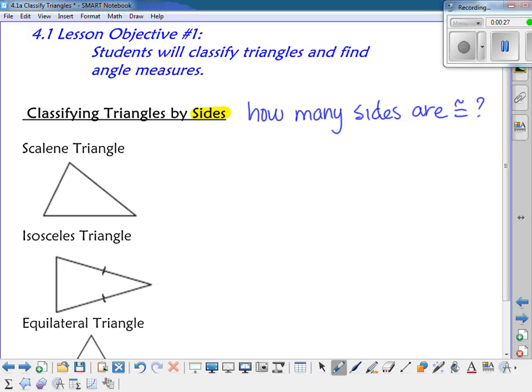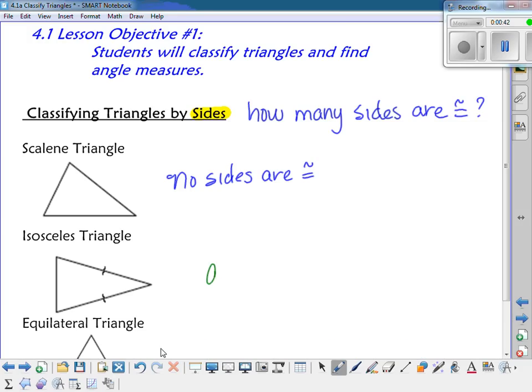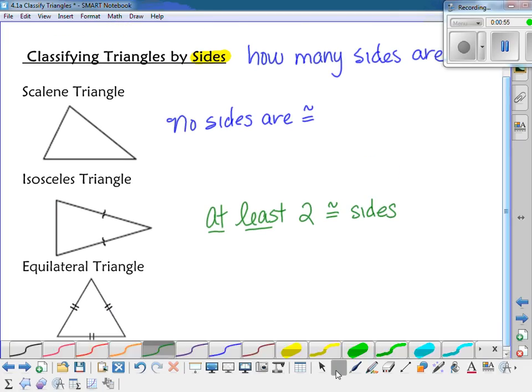So if we look at a scalene triangle, none of the sides are congruent on a scalene triangle. Every side has a different length. If we're talking about an isosceles triangle, then that means at least two congruent sides. And then an equilateral triangle, all three sides are congruent.